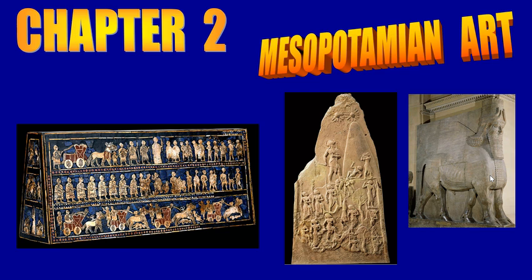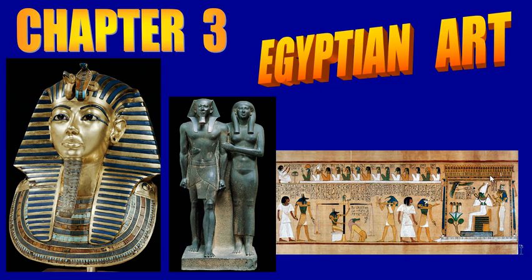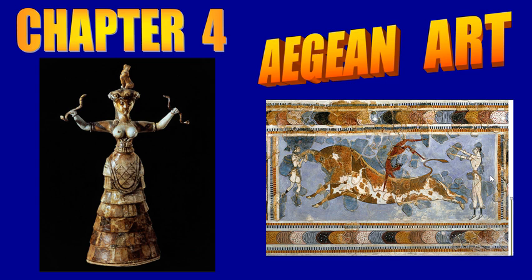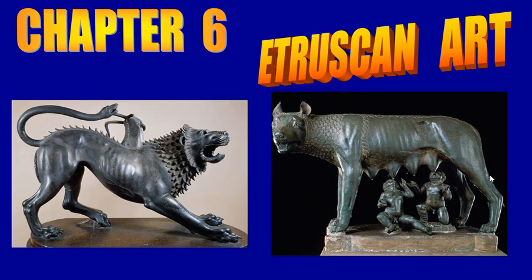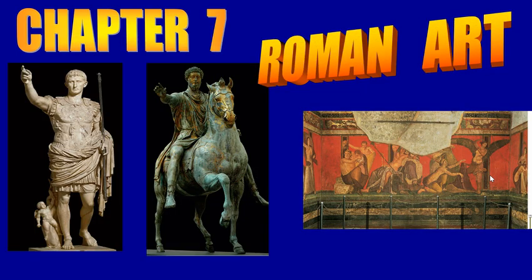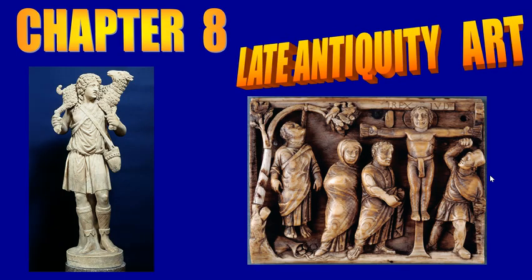If you're interested in the art of Mesopotamia, that is in chapter 2. If you're interested in Egyptian art, that is in chapter 3. If you're interested in Aegean art, that is in chapter 4. If you're interested in Greek art, that is in chapter 5. Etruscan art is in chapter 6. If you like this, then you will go to chapter 7 for Roman art.